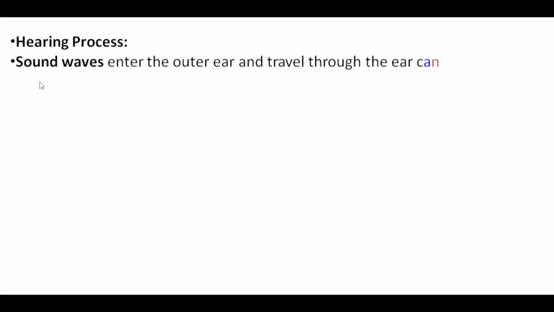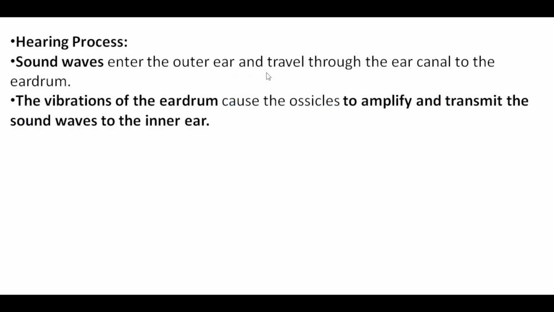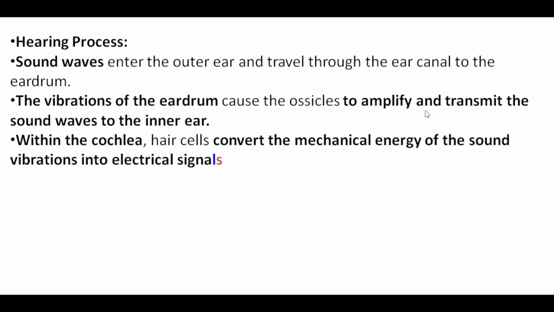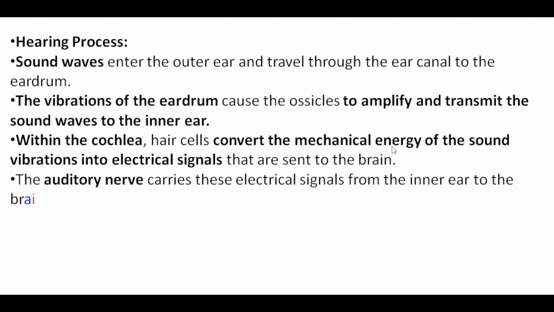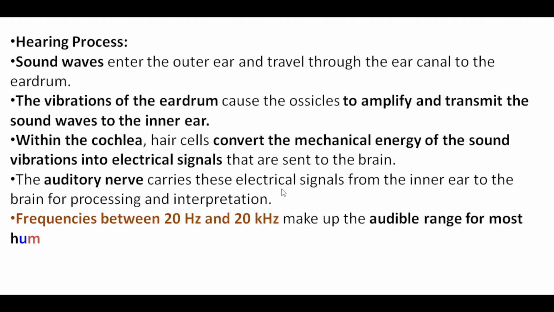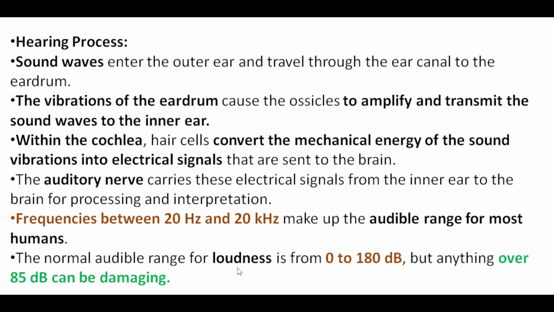Hearing process. First of all, sound waves enter the outer ear and travel through the ear canal to the eardrum. The vibration of the eardrum causes the ossicles to amplify and transmit the sound waves to the inner ear. Within the cochlea, hair cells convert the mechanical energy of the sound vibrations into electrical signals that are sent to the brain. The auditory nerve carries these electrical signals from the inner ear to the brain for processing and interpretation. Frequencies between 20 Hz and 20,000 Hz make up the audible range for most humans. The normal audible range for loudness is from 0 to 180 decibels, but any sound over 85 decibels can be damaging.